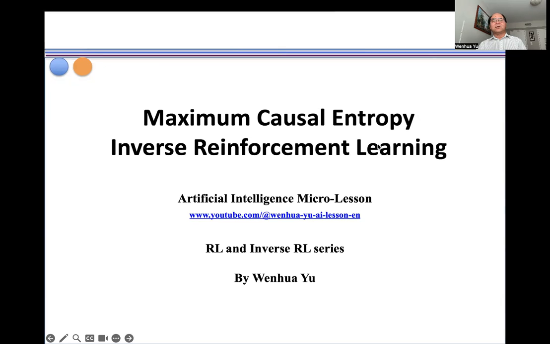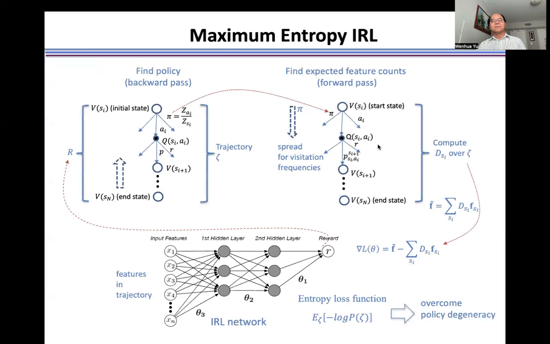In this video, I introduce maximum causal entropy inverse reinforcement learning. Inverse reinforcement learning is used to find the reward function from the expert demonstrations. If the expert policy is not optimal, then we will have a policy degeneracy problem. That means one reward R will have multiple policies pi.